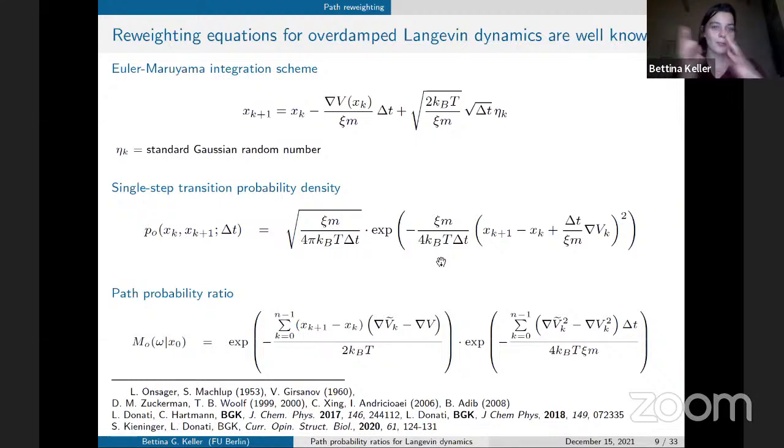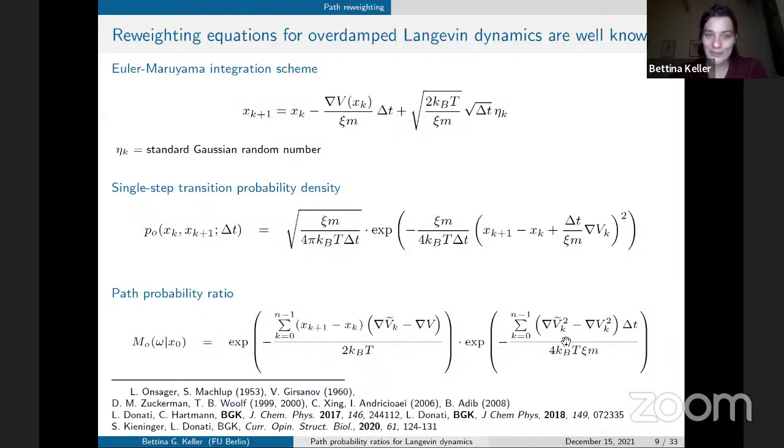I'm just saying that the slide is supposed to tell you that we all know them, right? So that they have been well documented. This is the typical integration scheme for an overdamped Langevin dynamics. That's Euler-Maruyama, and we have the single-step probability that looks like this. And if we take the ratio of single-step probabilities with target potential and simulation potential, we end up with a probability ratio M that contains the difference of the gradients and the difference of the gradient squared. So this is well known.